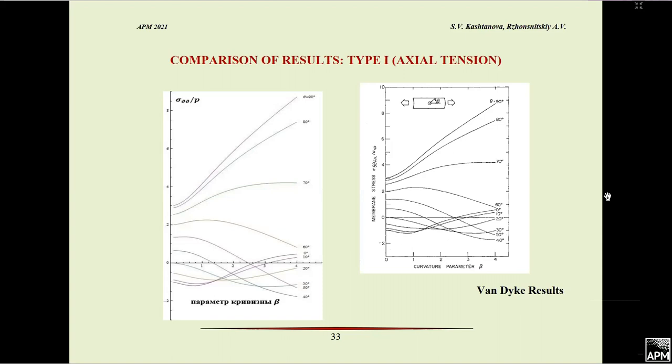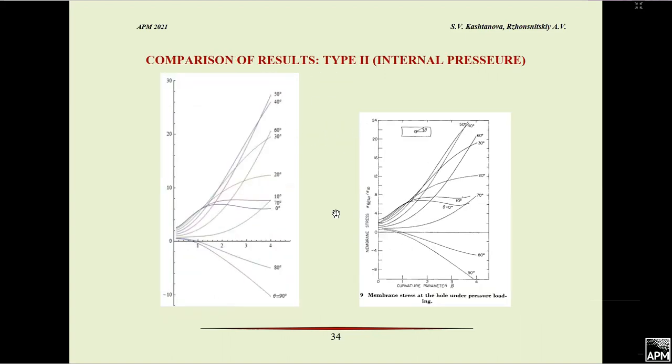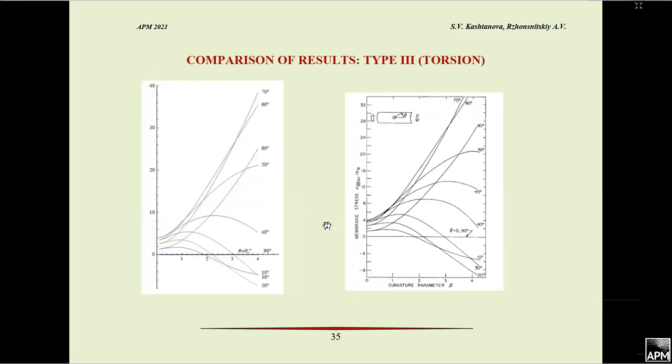But when we made all of this with our analytical approach and we got the same results, it was very nice, and we were very glad that we did it for all three cases. For axial tension and for internal pressure, we have the same results, for beta from 0 up to 4. And for torsion too.